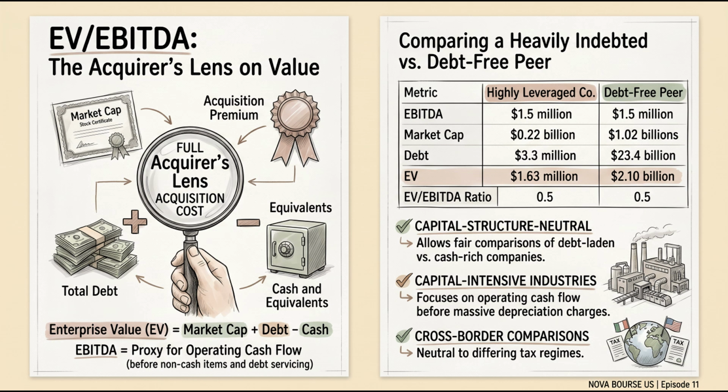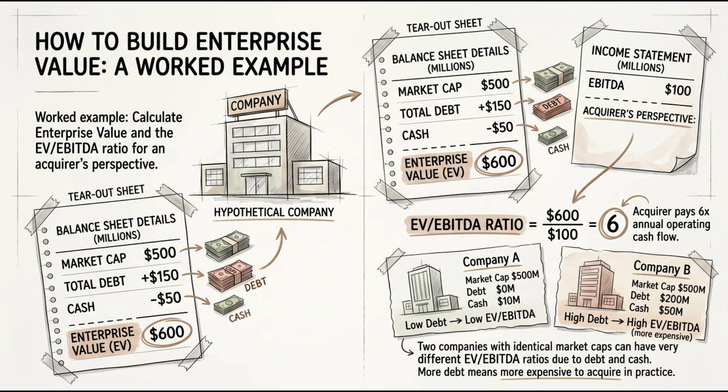EBITDA, earnings before interest, taxes, depreciation, and amortization, approximates operating cash flow before financing choices distort the picture. This ratio is capital structure neutral, meaning a highly leveraged company and a debt-free peer can be compared fairly. It is especially useful for capital-intensive industries where depreciation is a large non-cash expense, or for cross-border comparisons where tax rates differ.